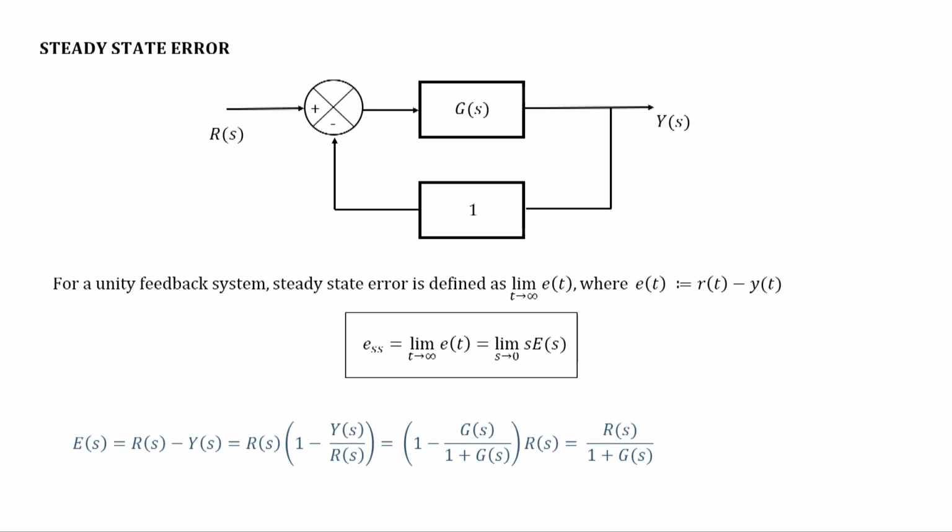Let's go ahead from this point. So let us try to find out what is E(s). E(s) is nothing but R(s) minus Y(s). If I take out R(s) as common, then we have 1 minus Y(s) by R(s), but Y(s) by R(s) is the closed loop transfer function of this system, which is given by G by 1 plus G. And then if you take the LCM here, you will finally get that E(s), the error signal in the Laplace domain, is nothing but R(s) by 1 plus G(s), where R(s) is the Laplace transform of the reference input.